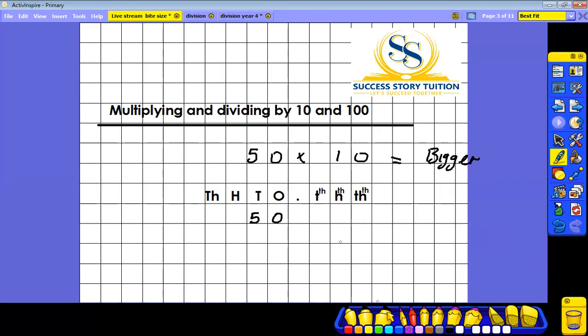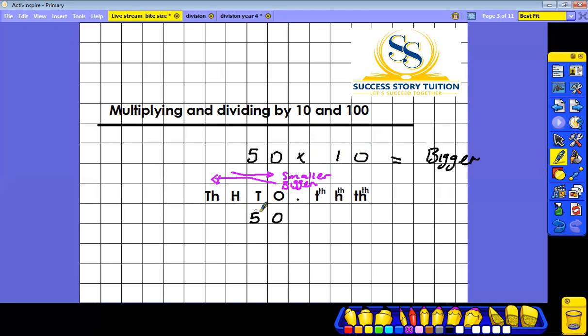So if I'm going towards the left from my ones to my tens to my hundreds and thousand, I'm getting bigger. Just write that down. Bigger. And if I'm going from the thousands to the hundreds to the tens to the ones, I'm getting smaller. Now that we know that, we can easily apply that strategy to multiplying or dividing numbers by 10 or 100.